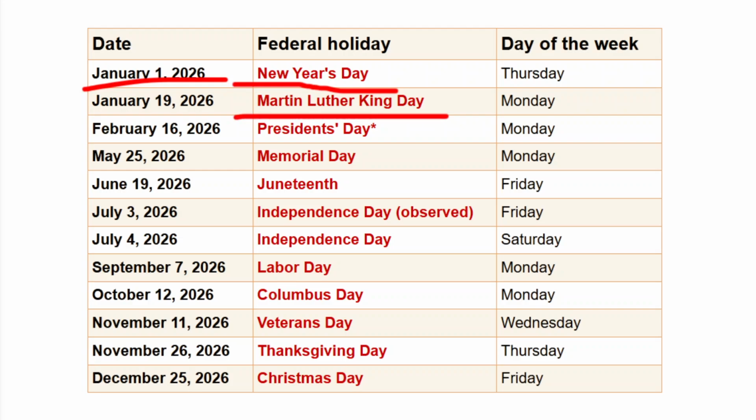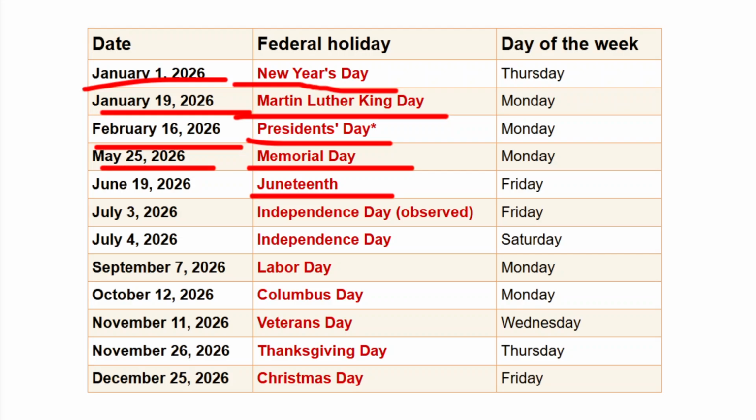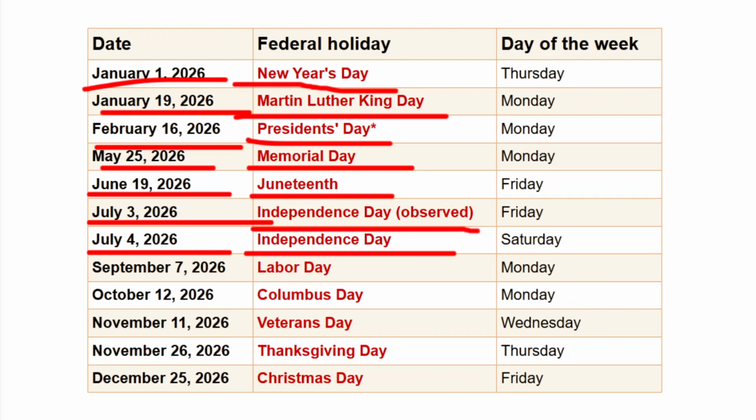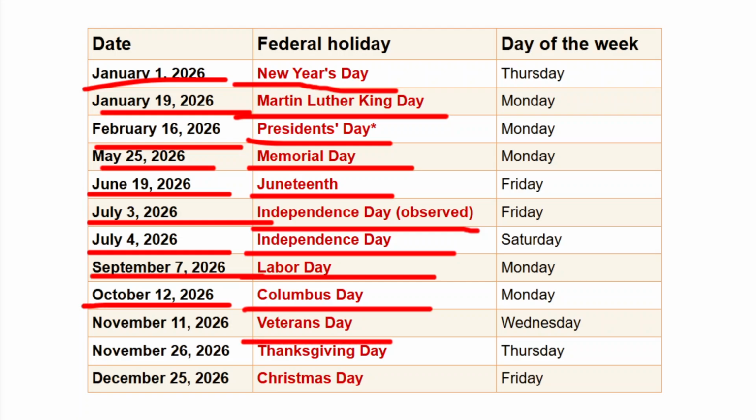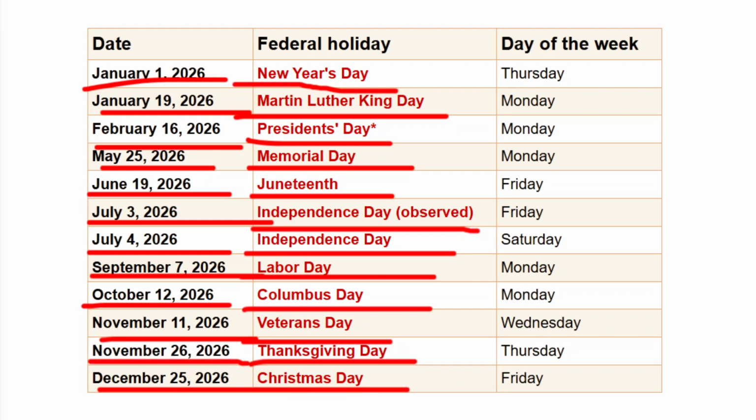Second is Martin Luther King Day on 19th of January, and then Presidents Day on February 16, and then Memorial Day on May 25th, Juneteenth on 19th of June, Independence Day observed on 3rd of July, Independence Day on 4th of July, Labor Day on 7th of September, Columbus Day on 12th of October, Veterans Day on 11th of November, Thanksgiving Day on 26th of November, and at the last, Christmas Day on 25th of December.